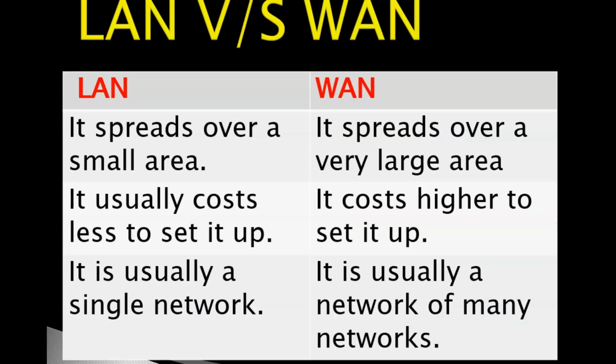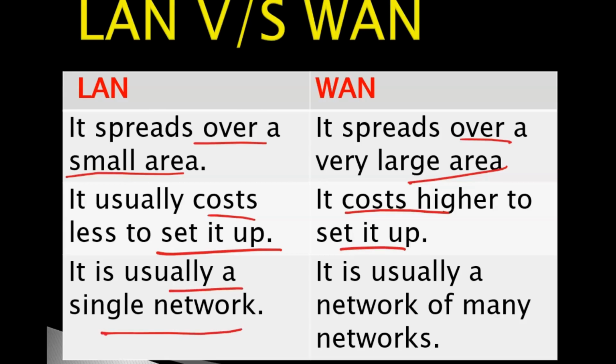Coming to the difference between LAN and WAN, these are the important differences. They might ask you in the 2-mark questions. A LAN spreads over a small area and a WAN spreads over a large area. The second point: a LAN usually costs less to set up, but a WAN costs more to set up. The third point: a LAN is usually a single network, but a WAN is usually a network of many networks. Make a note of this.